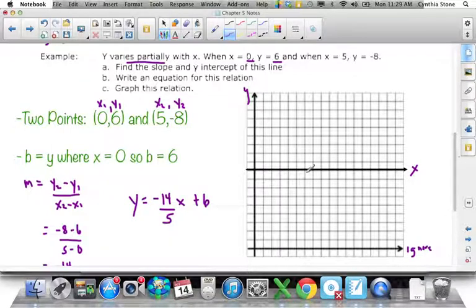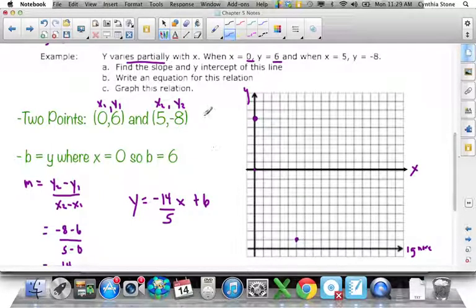Okay, so here's my x-axis. So this is x equals 0. That's x equals 0, y equals 0. But we know when x equals 0, y equals 6. So my first data point is going to be from here, 1, 2, 3, 4, 5, 6. So that's my first data point. And my second one is 5 and negative 8. So 1, 2, 3, 4, 5, and go down 8. 1, 2, 3, 4, 5, 6, 7, 8. That's my second data point.